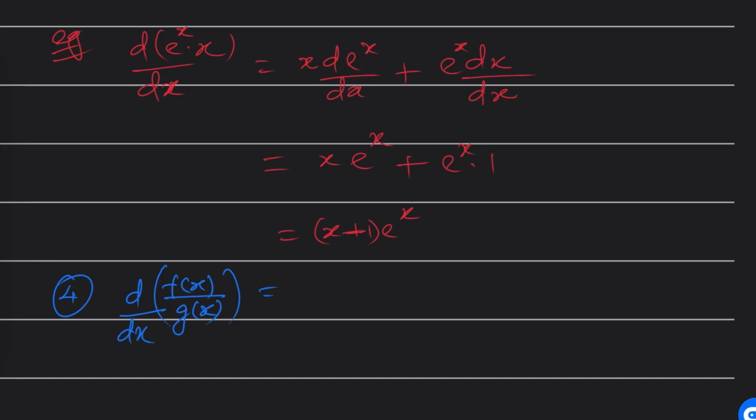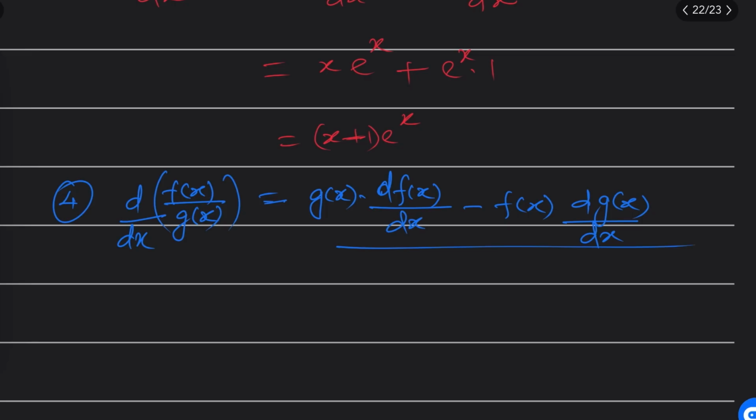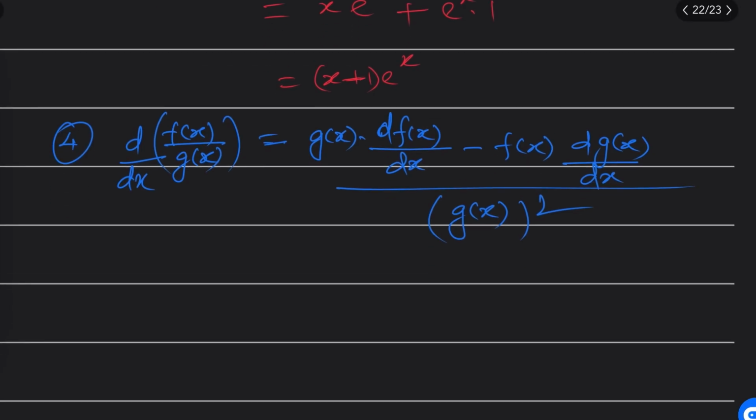I want to differentiate these two functions with respect to x, and they are in divided form, right? So let me write this. First, the rule is the same: g of x as it is, differentiation of f of x, minus here, because they are in division form, so I will write minus. f of x as it is, differentiation of g of x, divided by g of x whole square. This is the extra thing you should add here. Now let me write in terms of uv. It is going to be very much simpler.